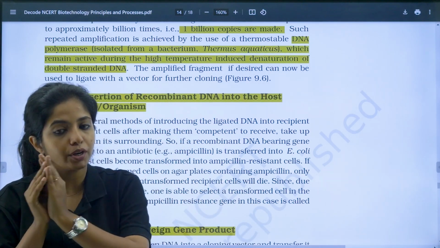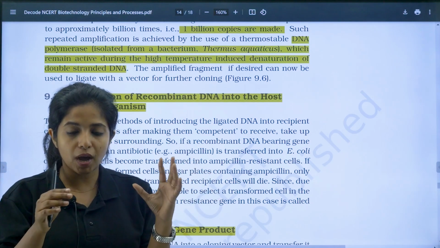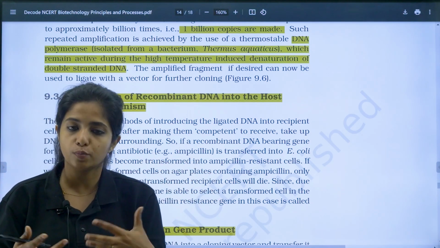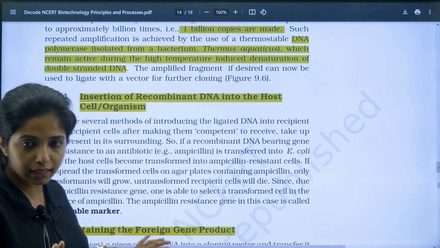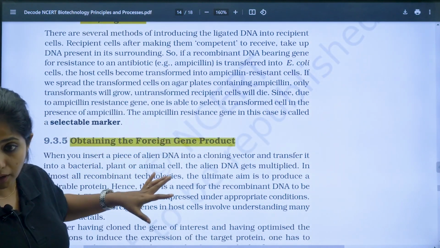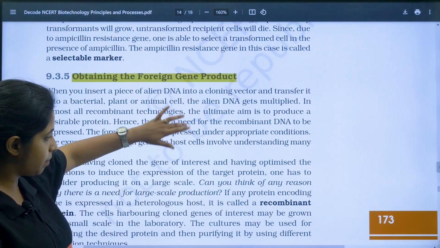So we have finally put it in the host cell also. Imagine we have made the recombination happen, and then we have put it inside the host organism. The host organism is the one where it will produce its protein or whatever product it has to make. So we inserted the recombinant DNA into the host cell. Now what will happen? Obviously it will give the product. It will ultimately give you what? The gene product. That is the next step.